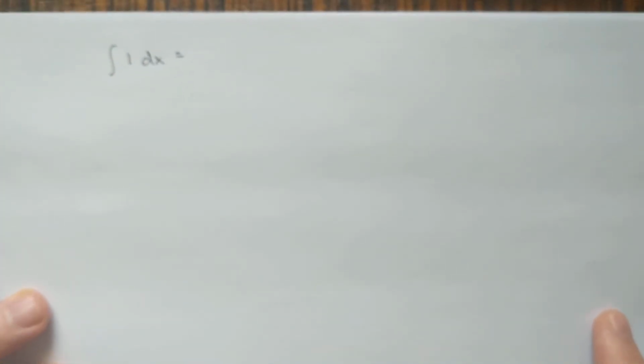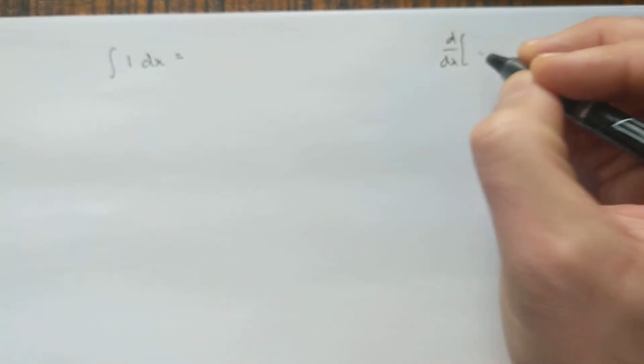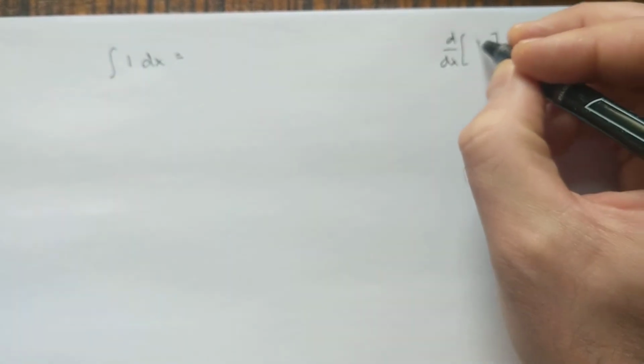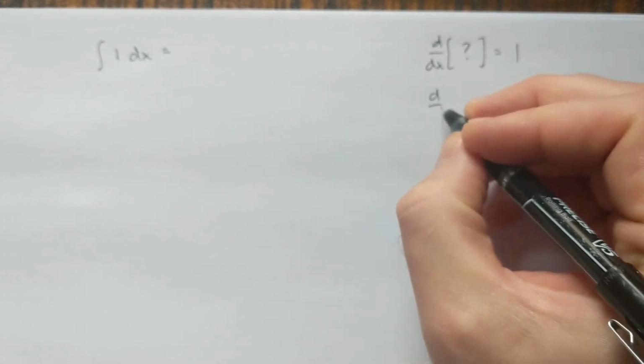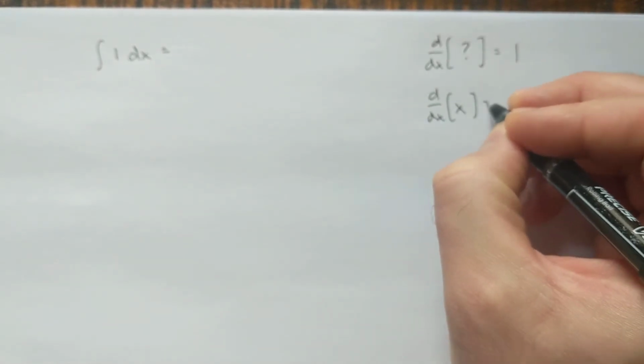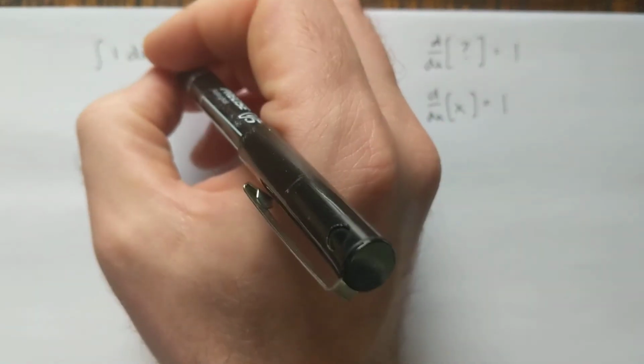And you can think about this a few ways. I think the easiest way is to think about what thing has a derivative that's 1, right? So think of the function that has a derivative of 1. So what is that function? I think we can recall that that should be x, just x by itself. Okay, so the antiderivative of 1 is x plus c.